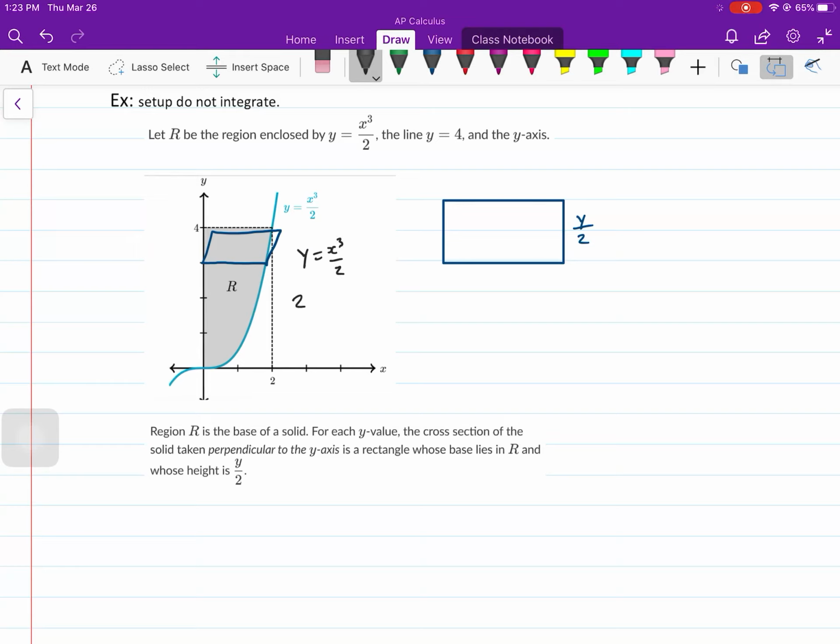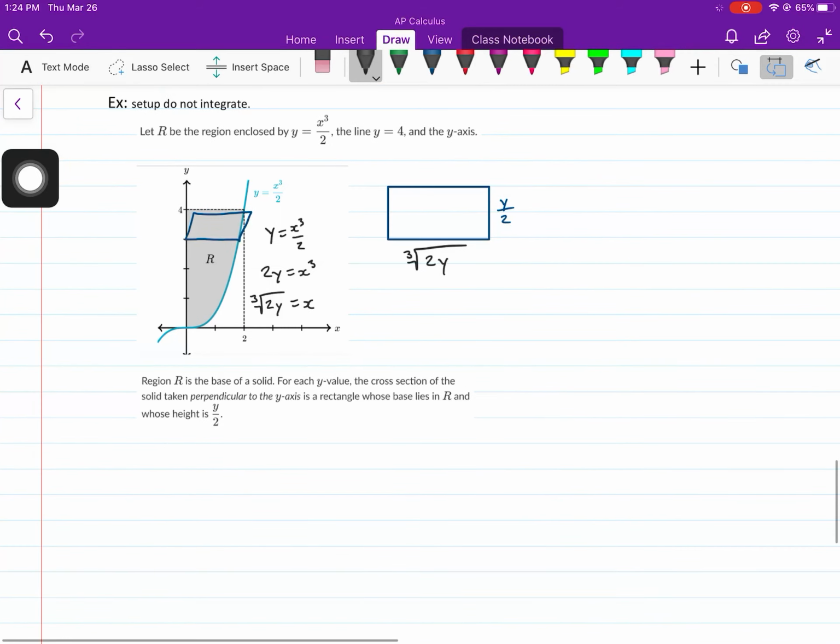So I'll multiply the 2 to the other side, 2y equals x cubed. And so we get the cube root of 2y equals x. Because we want this horizontal distance, because that would be the length of our rectangles. So it's actually the cube root of 2y. So remember earlier when I said this one has a little bit of a tricky part to it, that was it right there.